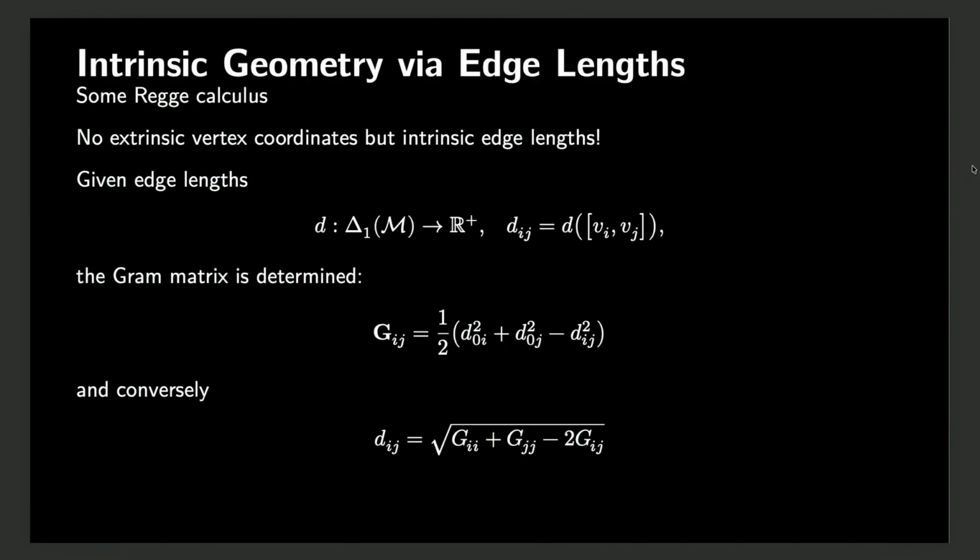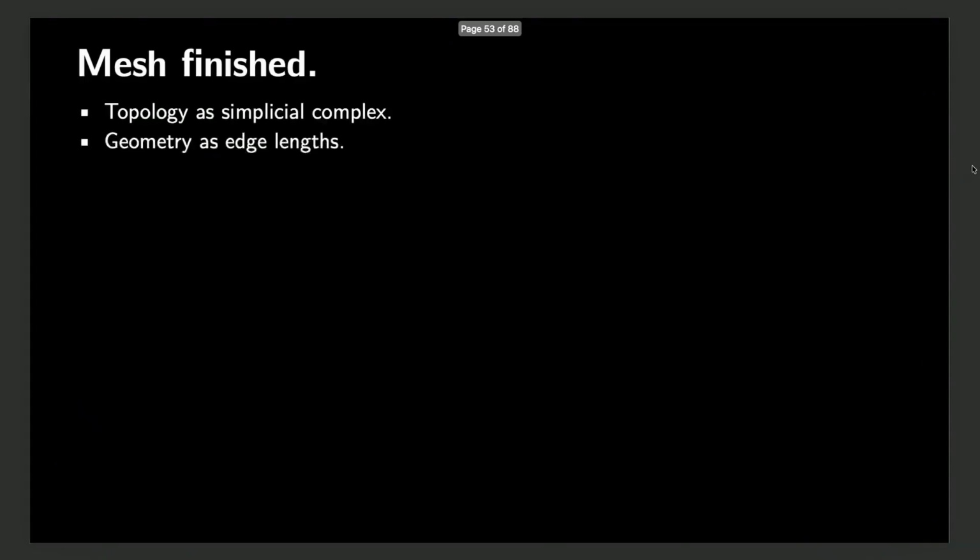An equivalent description for this would be edge lengths. Edge lengths are basically just numbers that describe what's the distance between two pairs of vertices. This is completely agnostic of the embedding, and it turns out this is completely equivalent to the metric, and you can compute both from each other.